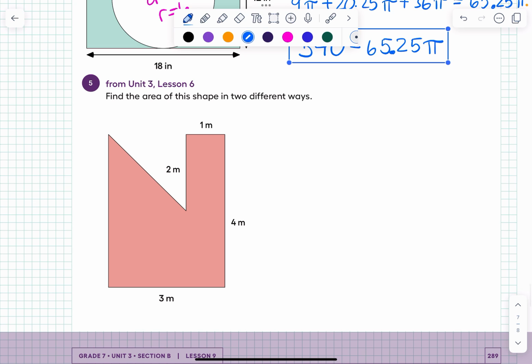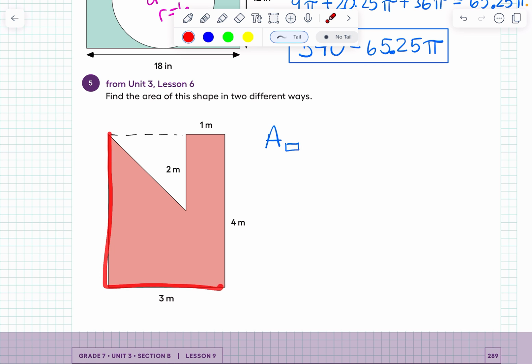Okay, number 5. Oh, there's still 2 more problems. Find the area of this shape in 2 different ways. Okay, well, I'm not going to do 2 different ways. I'm just going to do one way. Here are the 2 shapes that I see. I see a rectangle, and I also see a triangle, okay?